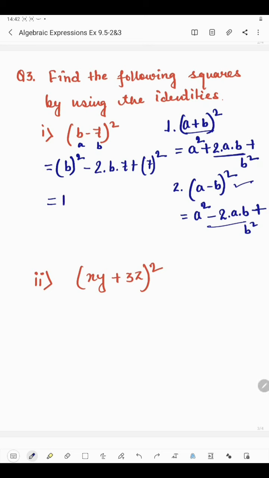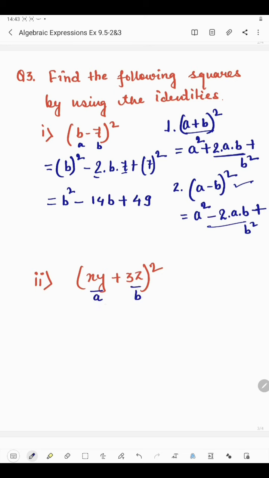Now b square minus 7 2s are 14 into b is 14b plus 7 square means 7 into 7, which is 49. So the answer of the first part will be b square minus 14b plus 49. Okay. Now coming to the second part. In the second part we have (xy plus 3z) whole square. So here we will consider this as a and this as b.